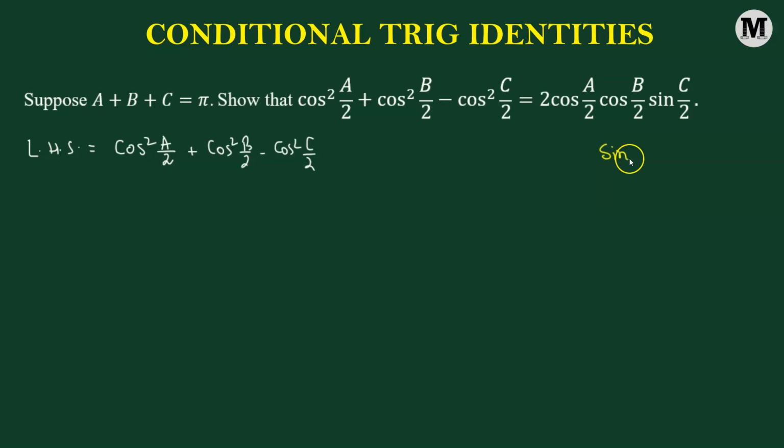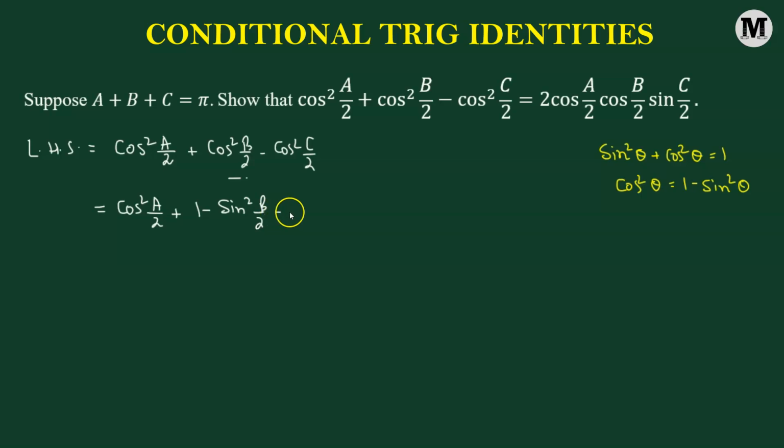That means sine squared theta added to cosine squared theta equals 1, which means that cosine squared theta equals 1 minus sine squared theta. Okay, so we will convert the second term. So we now have cosine squared a over 2 added to 1 minus sine squared b over 2 minus cosine squared c over 2.